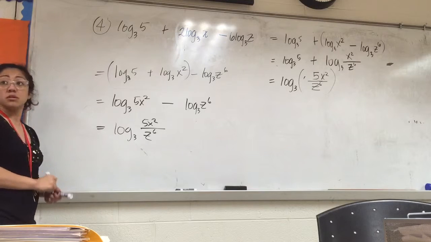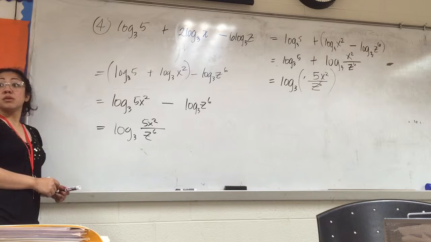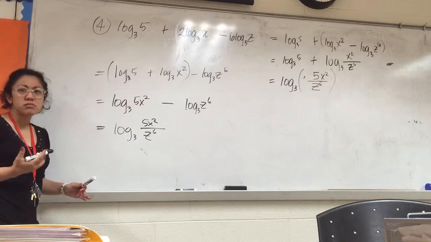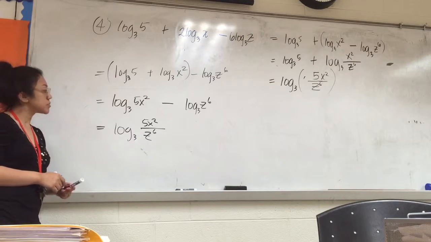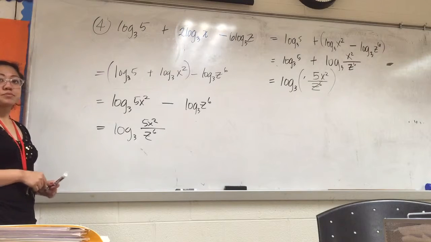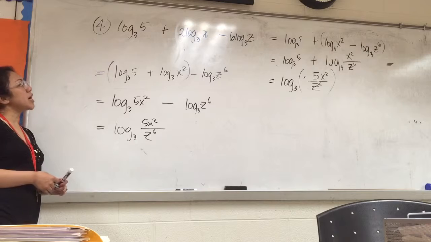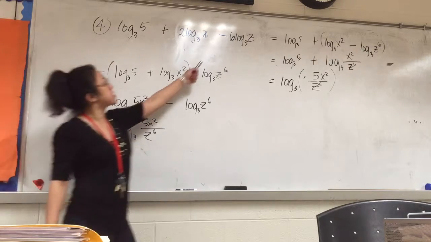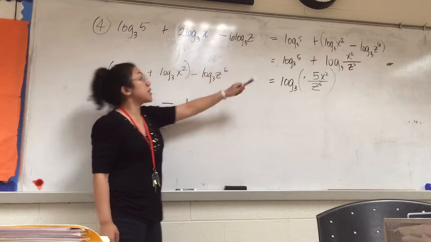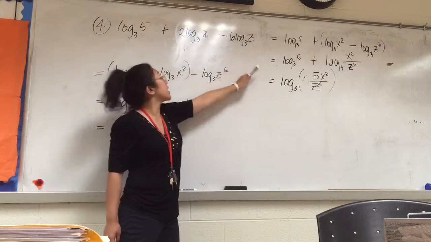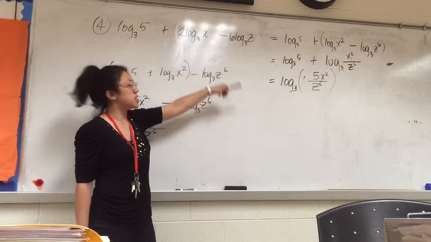So the first two is faster? I think it might be quicker because you understand it now, but they're about the same. Can you start with the first one and the last one? You could, but you have to keep this sign with the 6 x log. So you would have 5 divided by z to the 6, and then multiply it times x squared, which is the same thing as that one.